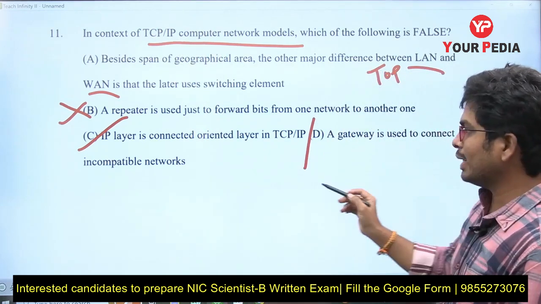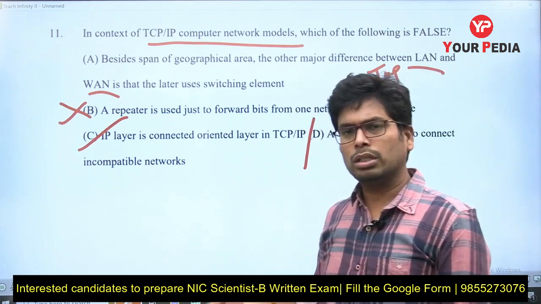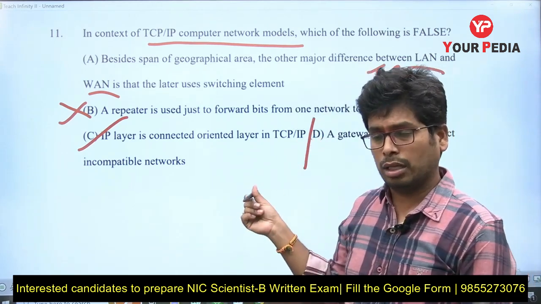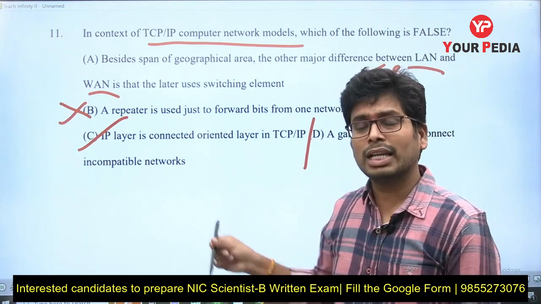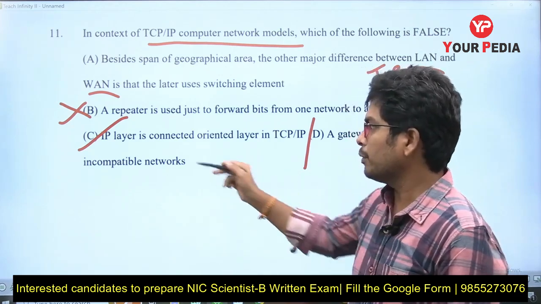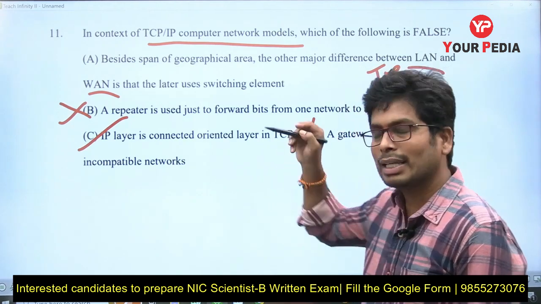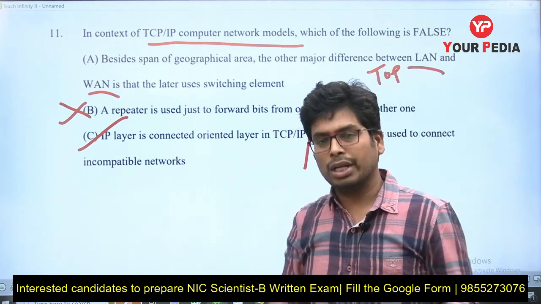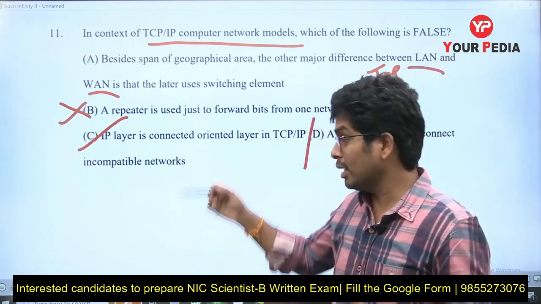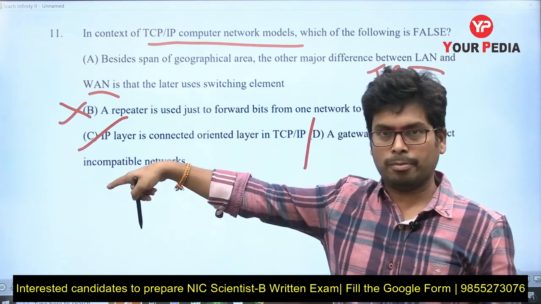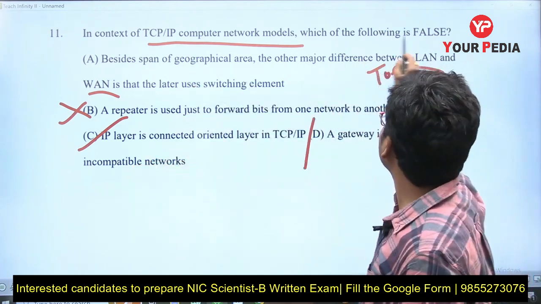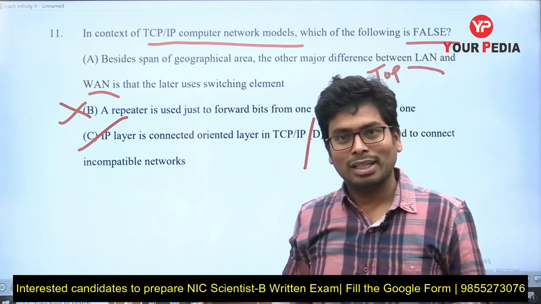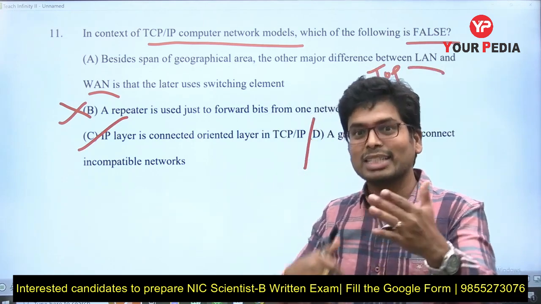And a gateway is used to connect incompatible networks. Of course, this is true. Why? Because a gateway is used for incompatible networks. The IP layer is a connection oriented layer in TCP/IP. Here the right answer means false. Please listen, which statement is false among these? Here the right answer means false, means it is wrong.